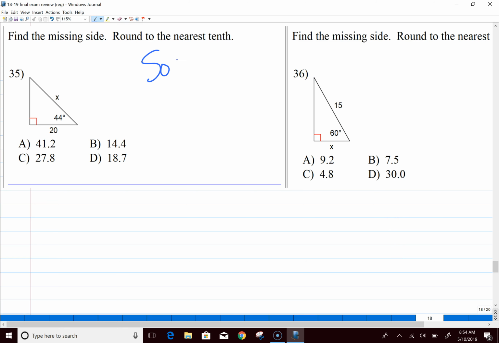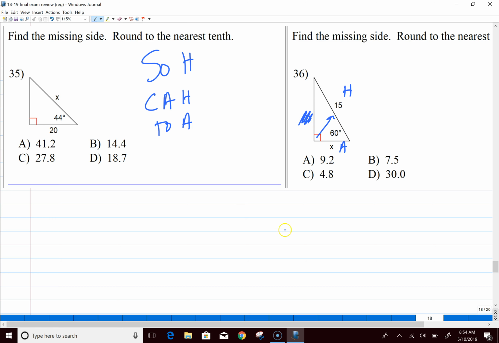This will be SOHCAHTOA again. Here's my 90. Do I have the number here? Yeah, I have the H. Here's my 60. The one right next to the angle is my A. The one far away is my O. H is 15. A is X. Do I have the O? No, so I don't need the O in this question. I'm using A and H.